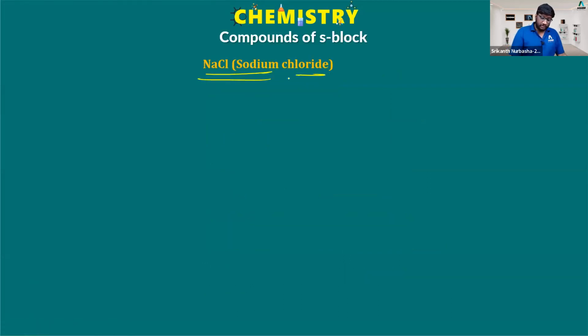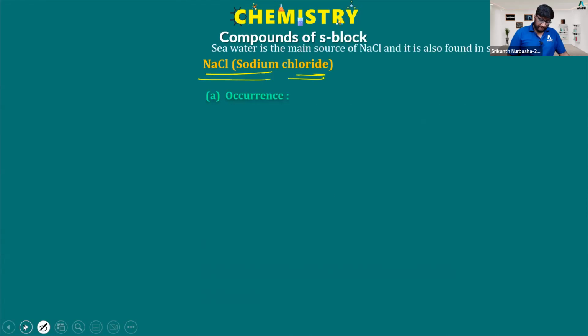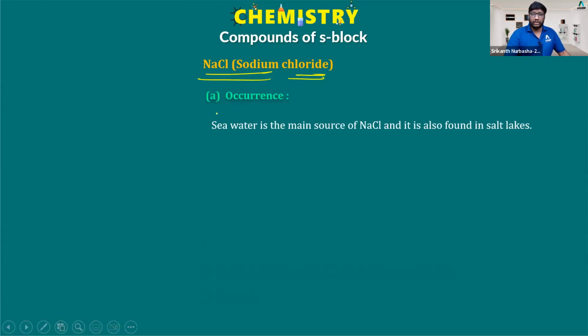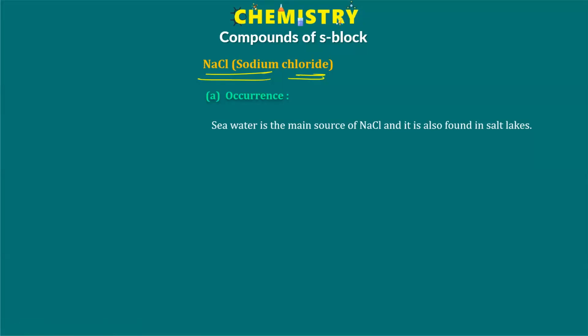NaCl, sodium chloride. Occurrence: from where will you get NaCl? NaCl is mostly obtained from seawater. Seawater, the oceans, is a major source of NaCl, and it is also found in salt lakes.